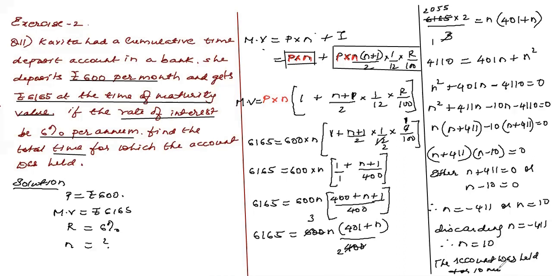Okay, children? A very simple sum. Why discard n is equal to minus 411? Because it cannot be negative. Do people understand? Okay. And young children, very, very important: if it comes, it should come for 4 marks. We go on to the next sum now, children. Same type. Okay, let's see.